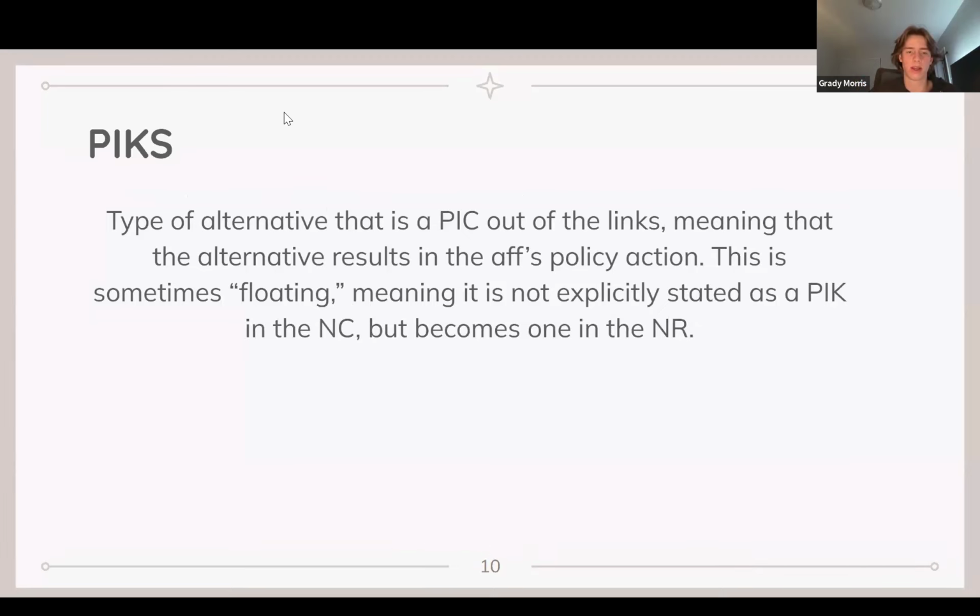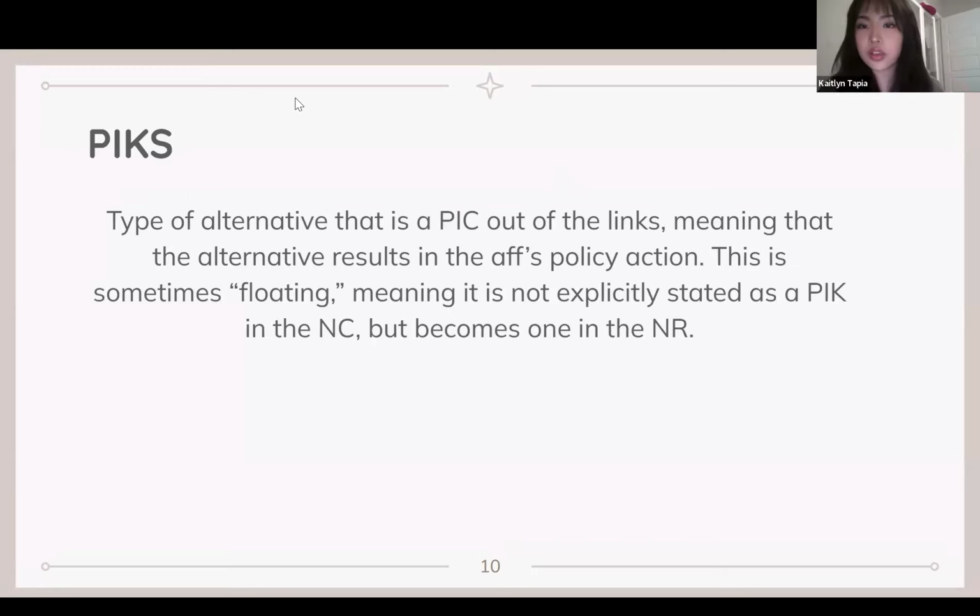And there's also something that is called a floating PIK, which is essentially whenever it is not stated as a PIK in the 1NC, but rather kind of becomes one in the 2NR. You do have to be careful about this because there are certain theory shells surrounding it, as it can be abusive if it is not actively labeled as a PIK in the 1NC.